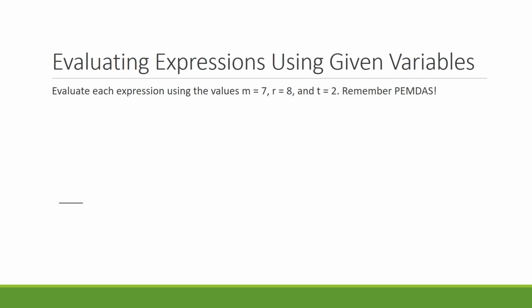Let's start with evaluating expressions using given variables. Evaluate each of the following expressions using the values m equals 7, r equals 8, and t equals 2. Remember our order of operations. Problem 1. 4m plus t. We know if we see no operation between the 4 and the m, this automatically means multiplication. For this recap, the star in between two numbers means multiplication. So we have 4 times 7, m equals 7, plus 2.